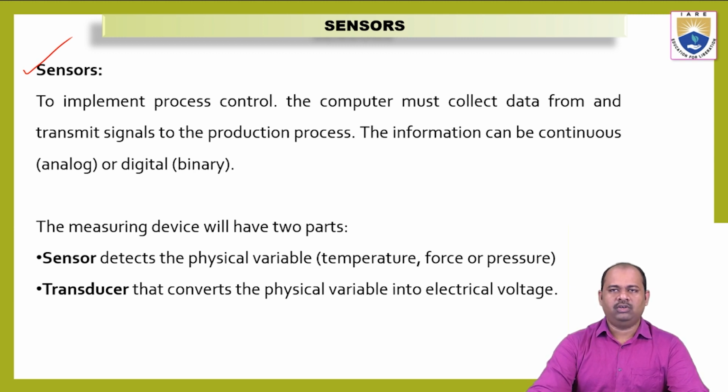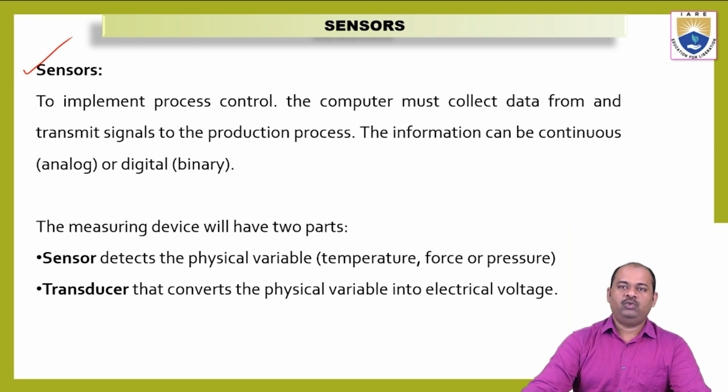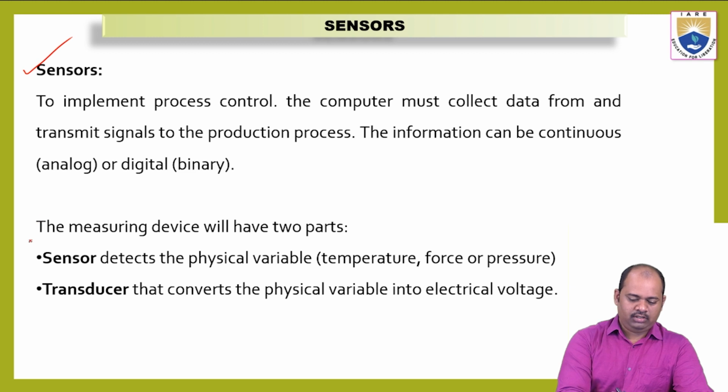To implement the process control, the computer must collect data and transmit signals to the production process. The information can be continuous or digital. So sensors can be collecting data in two forms. One is analog and the second one is digital form. So the measuring devices will have two parts. Any sensor will have two parts: the first one is the sensor and the second one is the transducer.